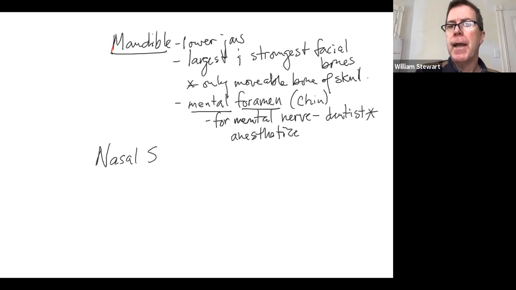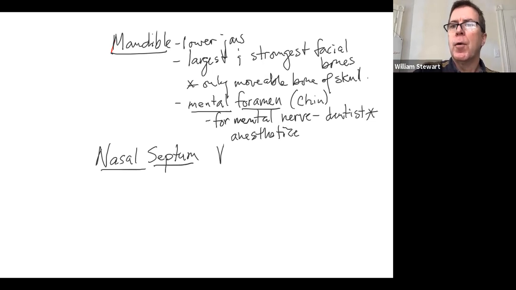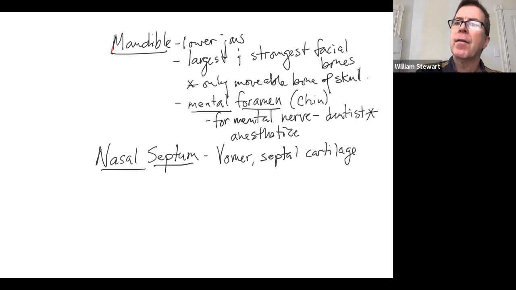What you and I call the nasal septum is really a combination of things. That nasal septum is really the vomer bone, that little tiny diamond-shaped bone on the floor of the nasal cavity. It's also made up of the septal cartilage. So what you and I call the nasal septum is a combination of bone and cartilage, and the perpendicular plate of the ethmoid coming down from the top of the nasal cavity.